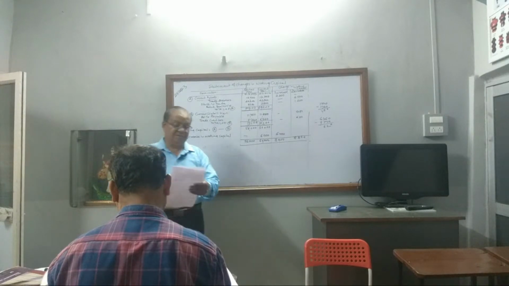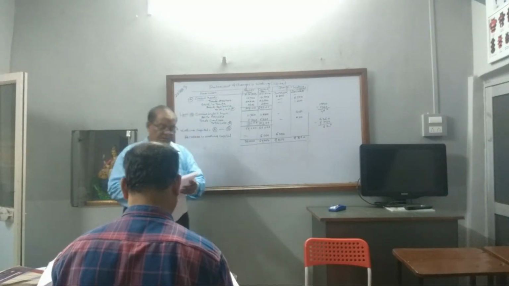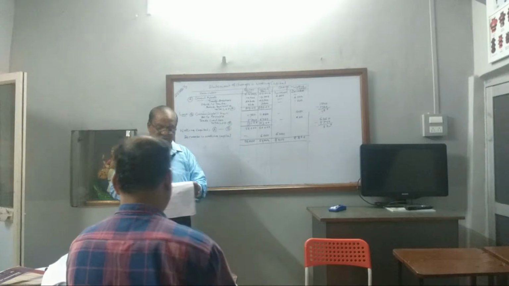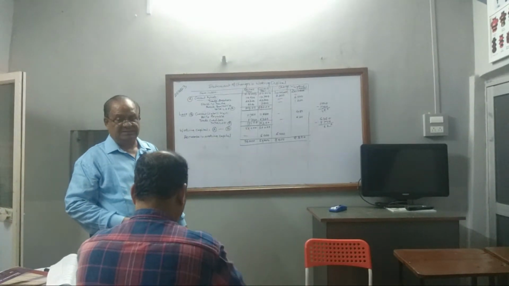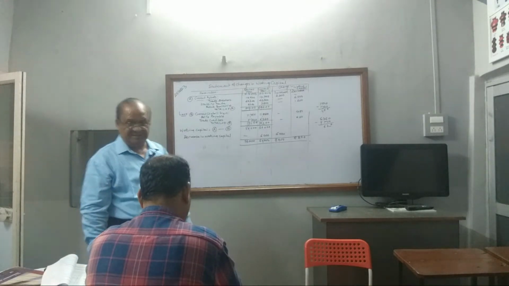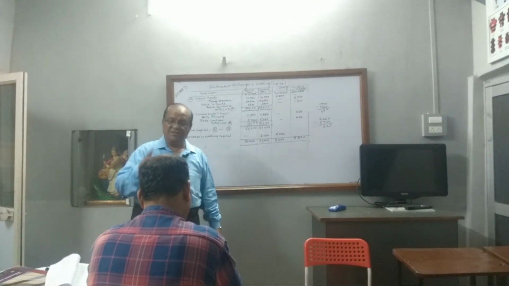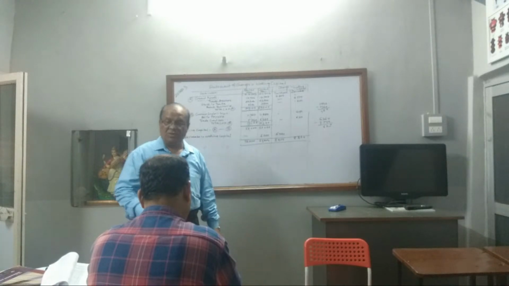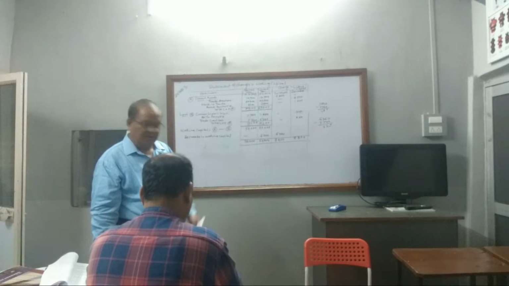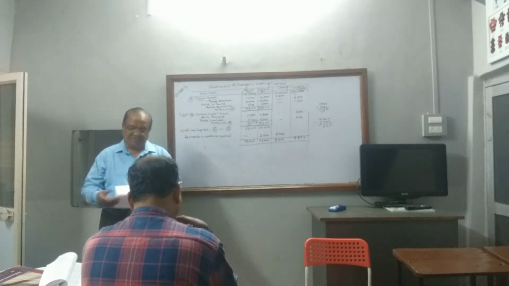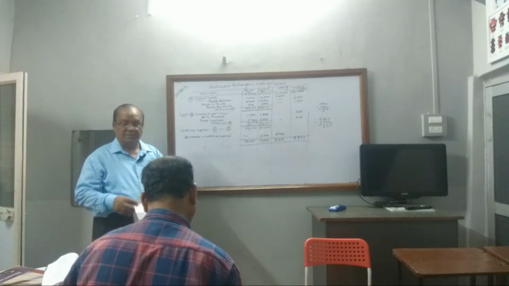Now we'll see what are the limitations of the fund flow statement. Limitations, drawbacks, disadvantages, demerits. They are also called cons. Advantages, disadvantages. Correct? So now we'll see what are the demerits of these things. What are the disadvantages of the fund flow statement?